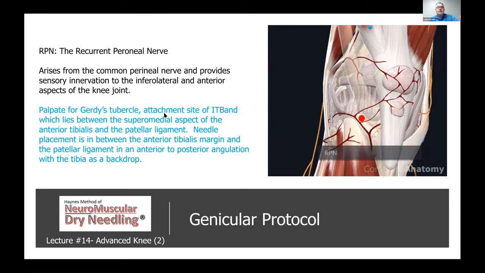Here we're going to palpate for Gerdy's tubercle, which is the attachment site of the IT band. Needle placement is going to be between the anterior tib margin and the patellar ligament, with an anterior to posterior angulation with the tibia as a backdrop. So we can either palpate for Gerdy's tubercle. Some people it's easy to palpate, other people it is not. If we use different landmarks, find the medial-most border of the anterior tib and then the patellar ligament, and the midpoint there will be our needle placement site.